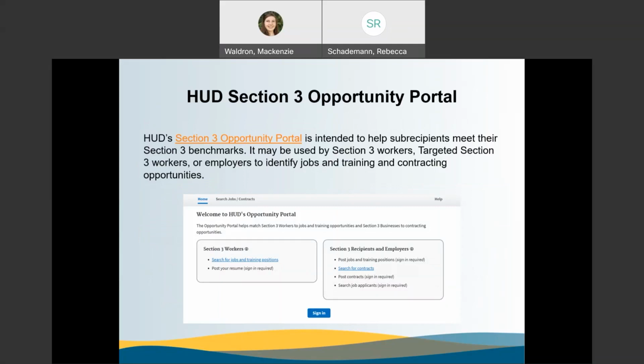We do want to take an opportunity to point out a few of HUD's resources intended to help subrecipients and developers meet their Section 3 benchmarks. HUD's Section 3 Opportunity Portal may be used by Section 3 workers, targeted Section 3 workers, or employers to identify job and training opportunities as well as contracting opportunities.